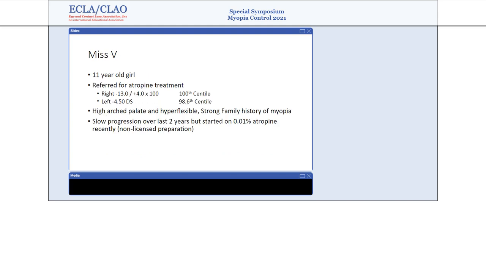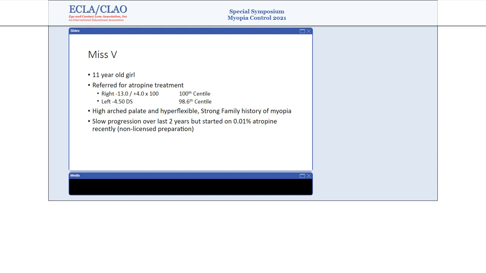Now, another interesting case, an 11-year-old girl who certainly wouldn't qualify for a treatment trial. She's referred, like most of my patients, with a letter saying please treat with 0.01% atropine, but I usually end up not doing that. They're massively anisometropic, but those early screening questions pulled out a couple of features. I looked at the mouth: high arched palate, super flexible, and a strong family history of myopia.